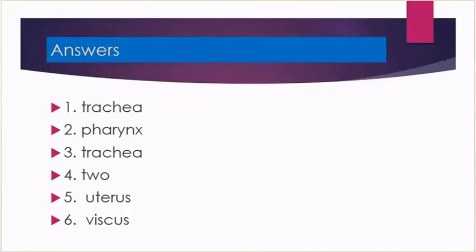Number 1, trachea. Number 2, pharynx. Number 3, trachea. Number 4, 2. Number 5, uterus. Number 6, viscus.